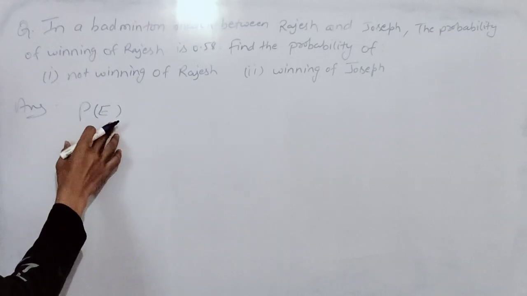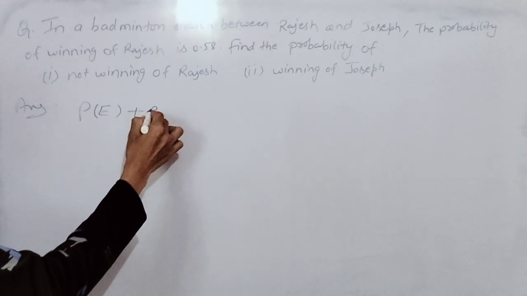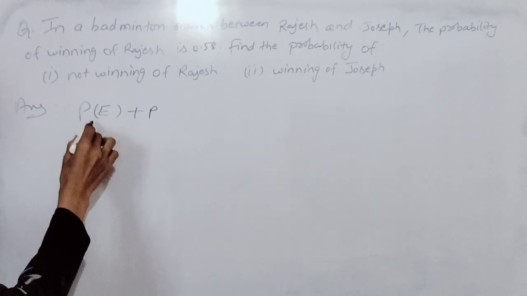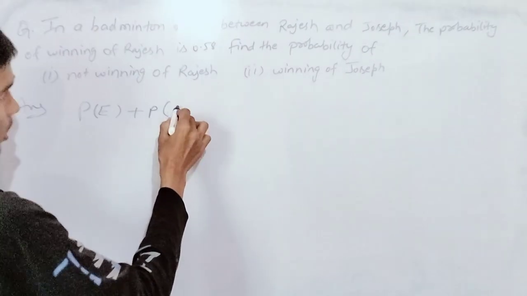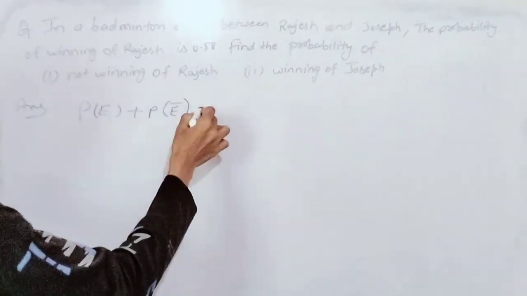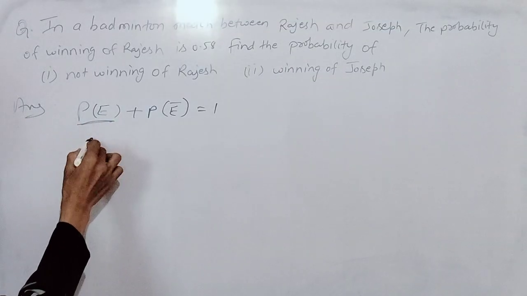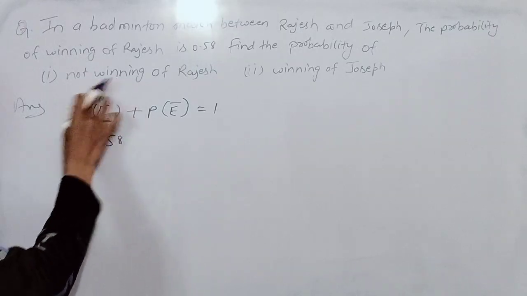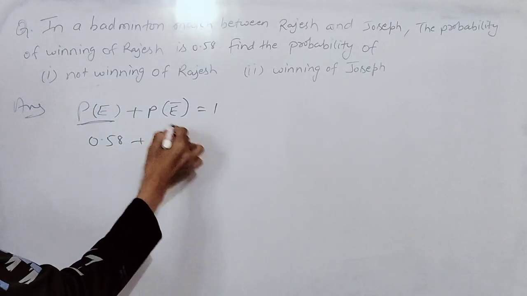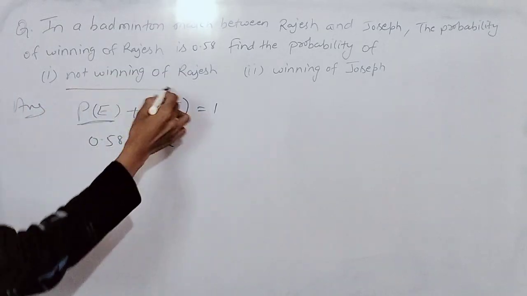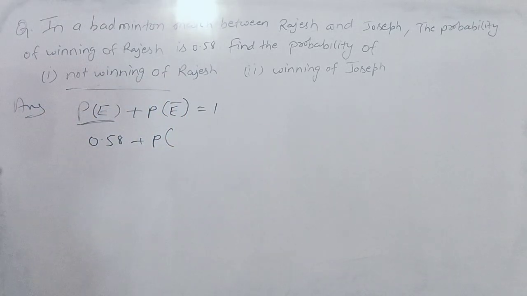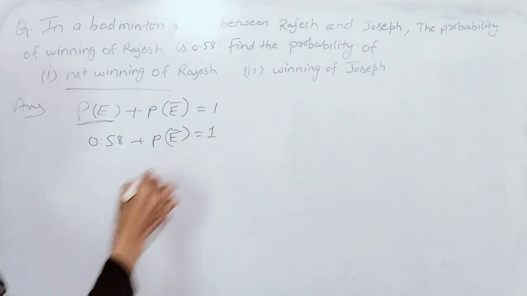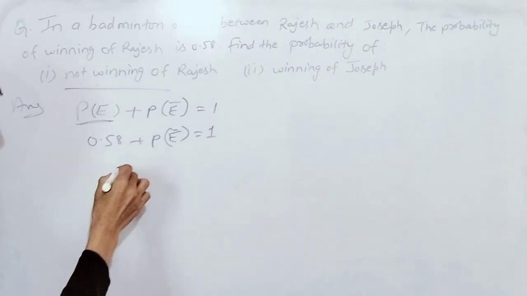As we know, the probability of this happening plus the probability of this not happening is 1. We draw a bar for 1. So we know this part is 0.58, and we don't know this part. What is the probability of not winning of Rajesh? That is what we are finding.